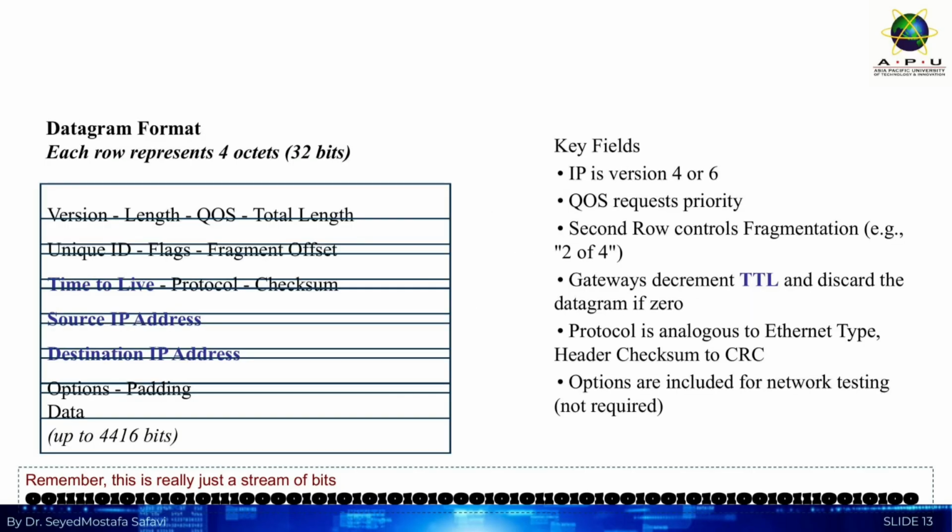Now, let's look at the datagram format. Each row represents 4 octets. We have fields like version, length, and QoS, among others. The IP can be version 4 or 6, and the second row controls fragmentation.